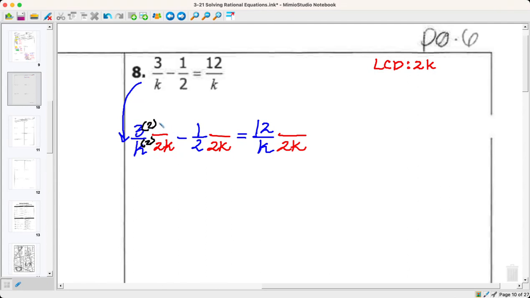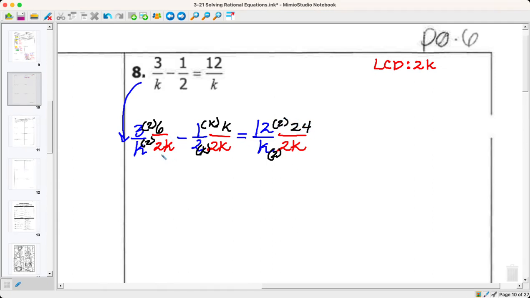2 times 3 gives me 6. Here, I would have to multiply 2 times k. 2 times k gives me 2k, but then here, 1 times k gives me just 1k. This would be just multiplied by 2 again. And then if we multiply this by 2, we get 24.